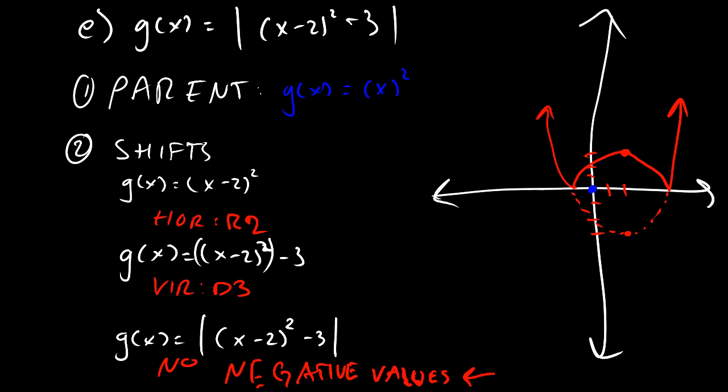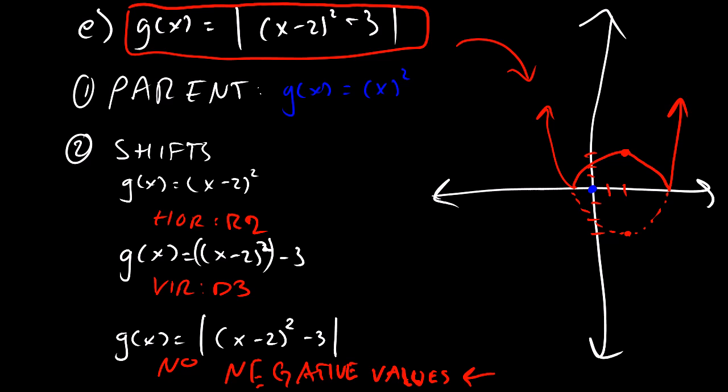So we have another bat boomerang. Our graph, g of x, is equal to the absolute value of the quantity x minus 2 squared minus 3, looks like our good old bat boomerang. Perfect. Lovely.